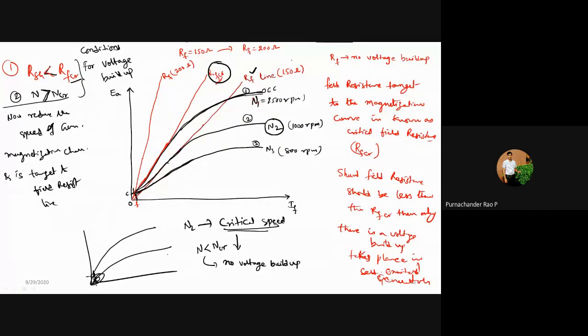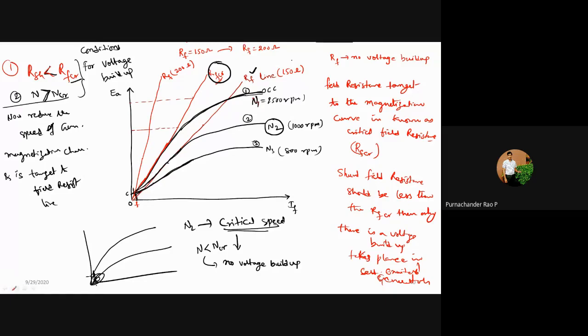The critical field resistance is the resistance of a line which is drawn as a tangent to the magnetization characteristics, and the slope of this characteristic will give you the critical field resistance. If you see any two points on this, let us assume these are the 2 points, because this is a straight line.